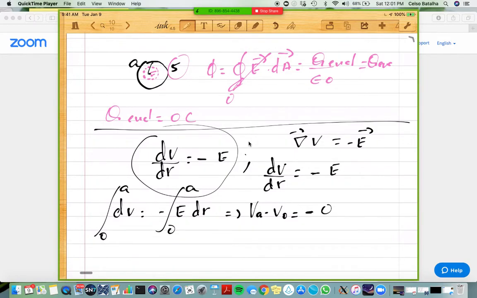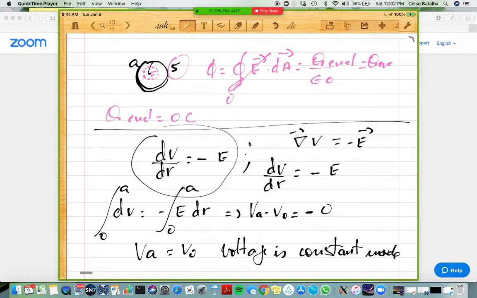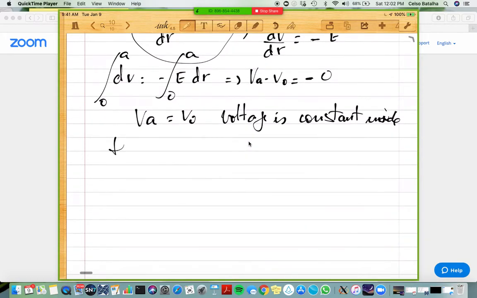So the only conclusion you can make is that V at the surface, at the point A right here, is equal to the V inside the sphere. In other words, the voltage is constant. The voltage is constant inside the sphere. That's the only thing we can conclude. So V is a constant. You don't have any other information here.